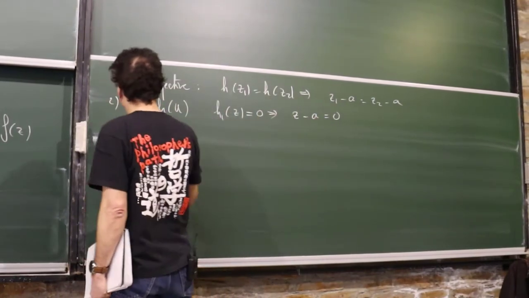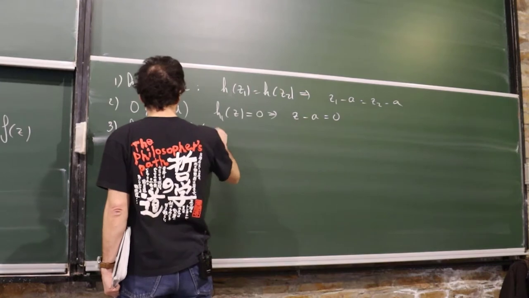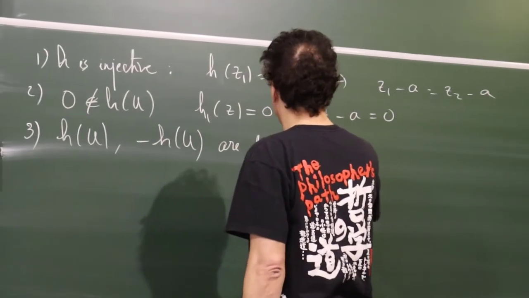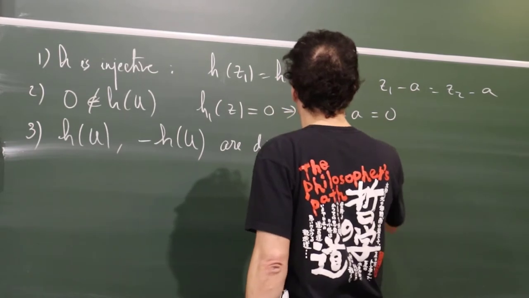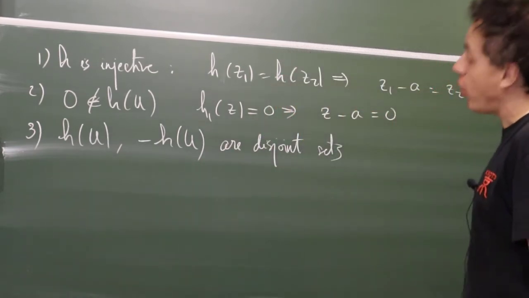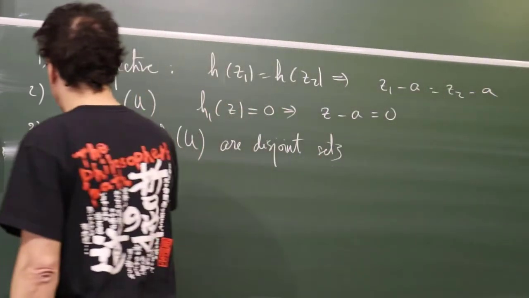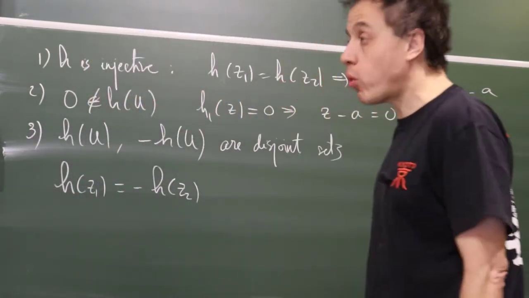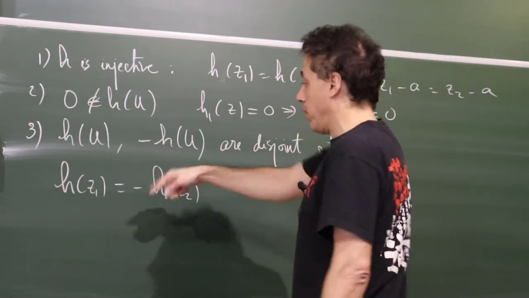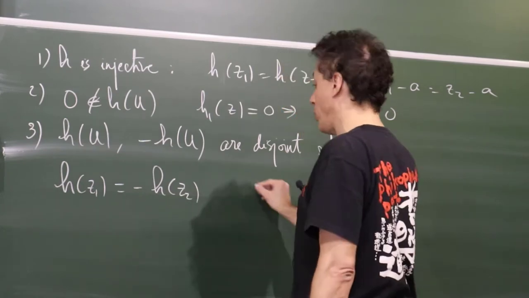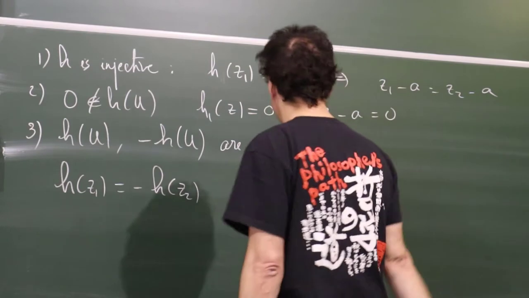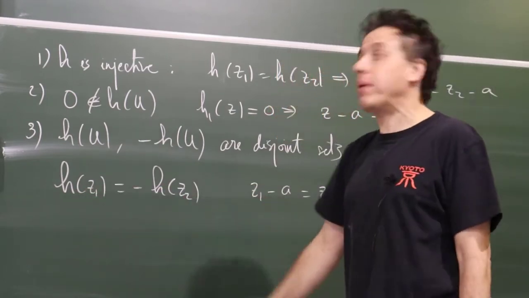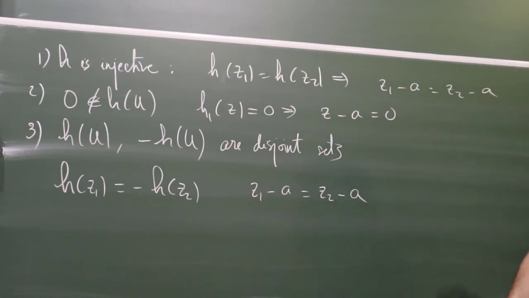Third, h(U) and minus h(U) are disjoint sets. Why are they disjoint? Okay, assume that a point belongs to both. So h(z1) is minus h(z2), with z1 and z2 points in U. Take the square, and if you take the square, you remove the minus sign, and you have that z1 minus A equals z2 minus A. Okay, so z1 must be equal to z2, which would imply that this number is 0, but 0 is not in the image. Okay, so these are disjoint sets.